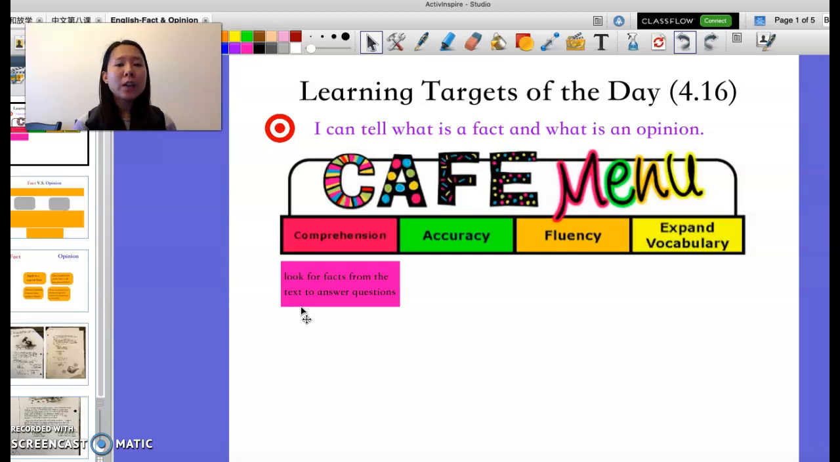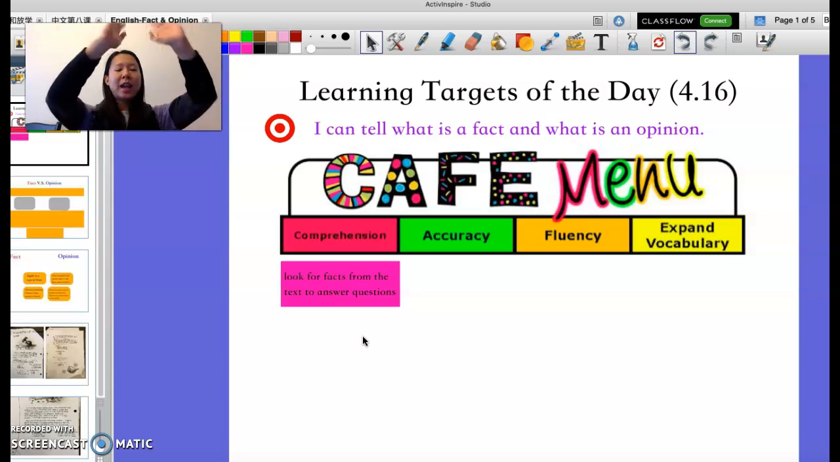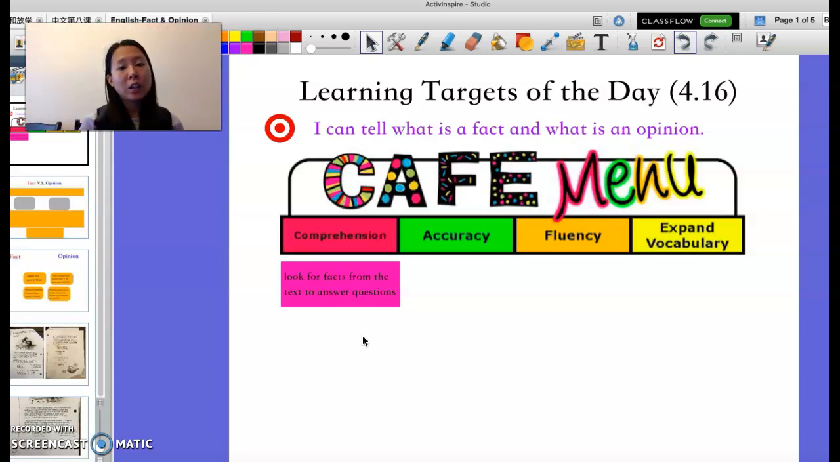So if you still remember this, Chen Laoshi has this whiteboard in our room that says cafe, C-A-F-E. And in English class, we sometimes practice reading with these strategies. So C stands for comprehension, which means you are understanding what you're reading. A stands for accuracy, which means you're reading all the words correctly. You're not missaying any word. So F is for fluency, which means you're reading with very good tones and flows.